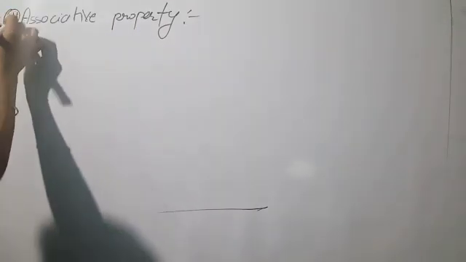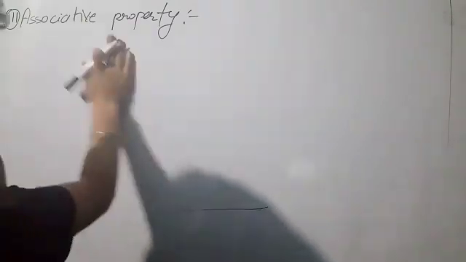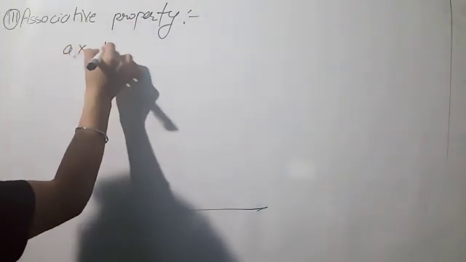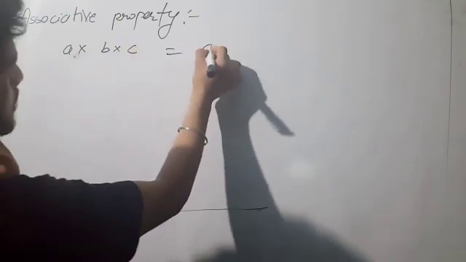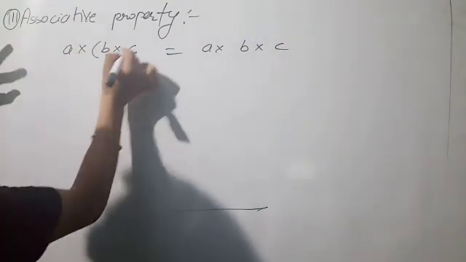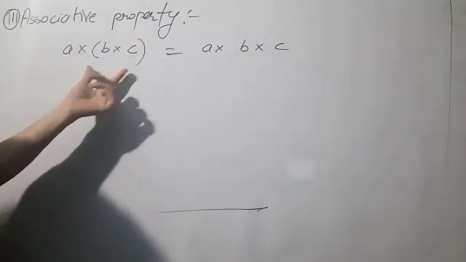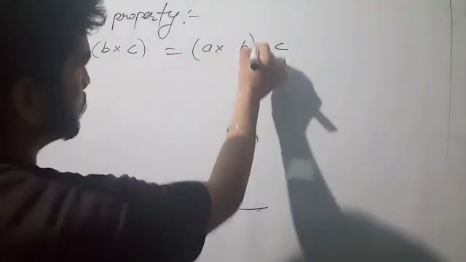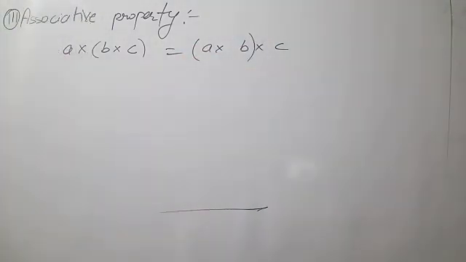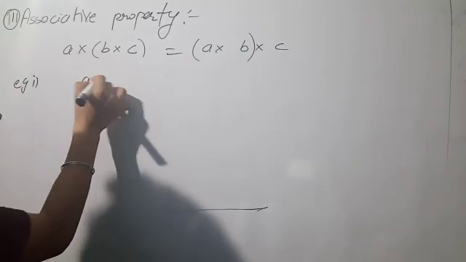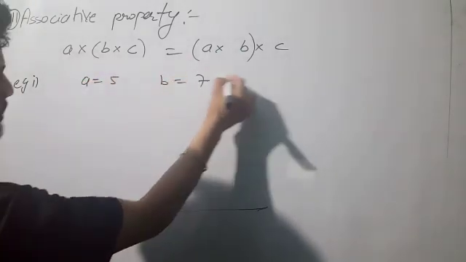Next, the third property is the associative property. In this we are given three numbers, A multiplied by B multiplied by C. Either we multiply two numbers, then multiply the result with the third number, or we change the sequence by selecting two different numbers for the multiplication. For example, we have A 5, B 7 and C 10.